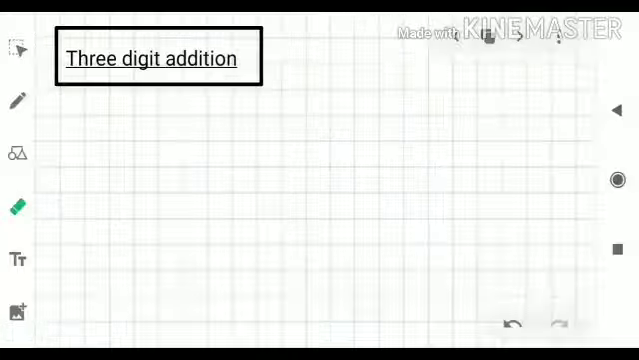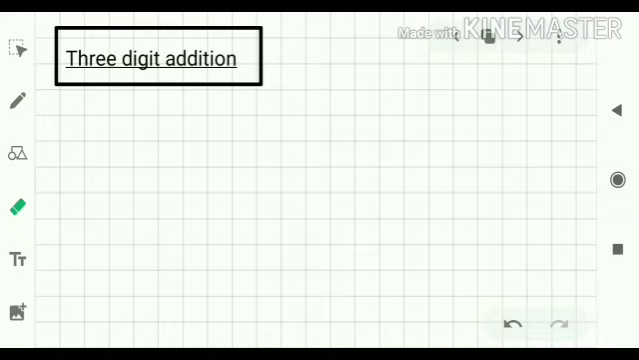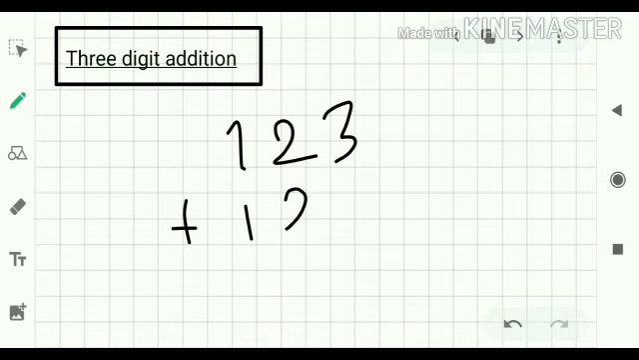Now we are going to begin with 3-digit addition. We are going to follow the same approach as we followed in the previous sums, wherein we added a 3-digit number with a 2-digit number. Now let us take an example of 3-digit addition with 3-digit addition. Let us take the first sum, which is 123 plus 123.